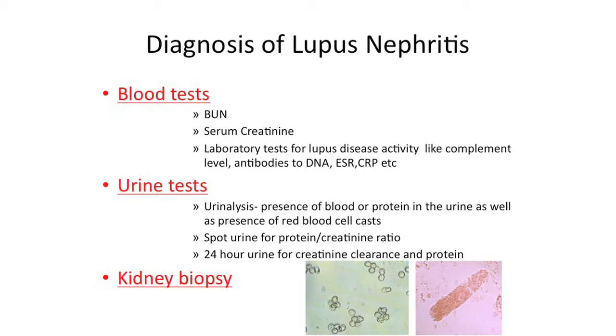And these two tests are kind of non-specific. So we have to proceed to what is called a kidney biopsy. We have to stick in a needle to take a small piece from the kidney to see what it looks like under the microscope, to assess the severity of lupus in the kidney, to decide the treatment in future.